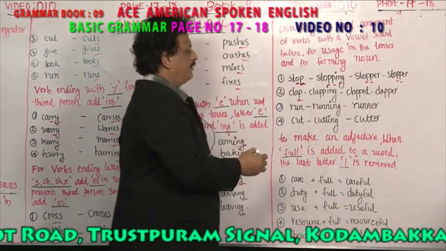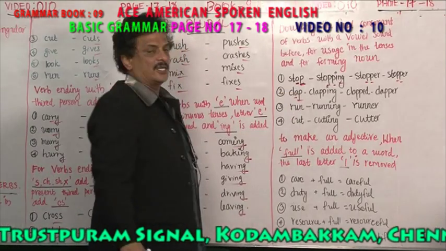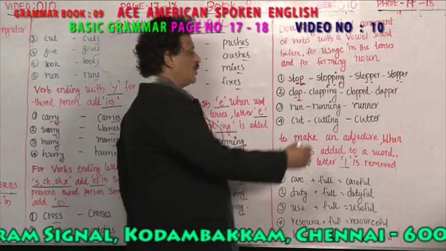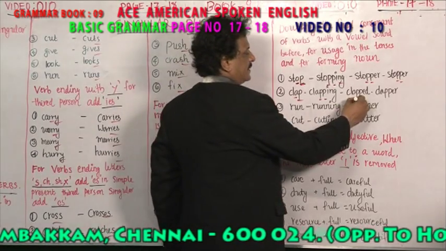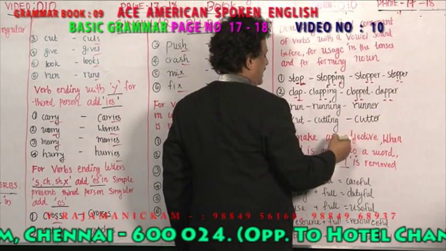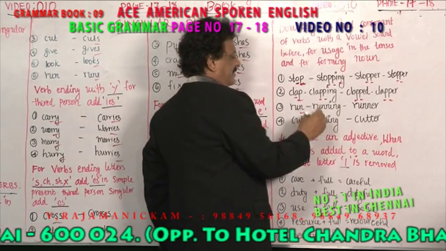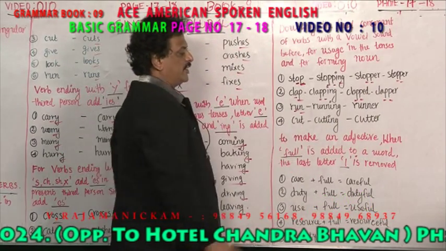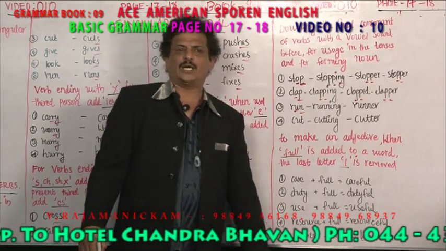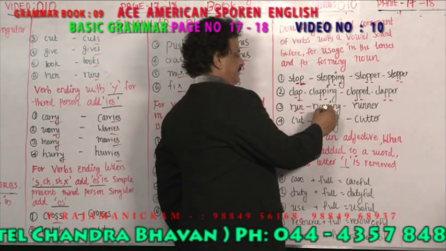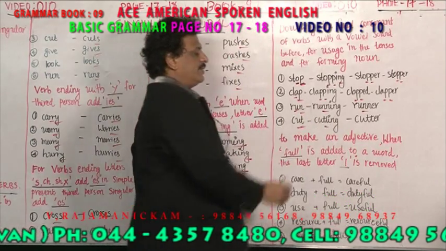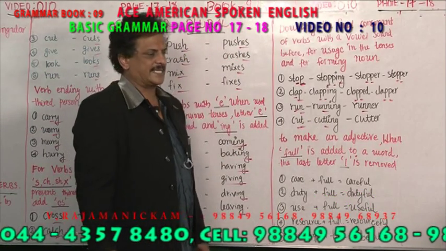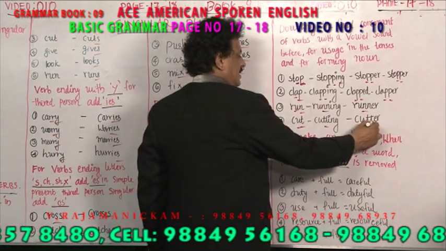Clap. Before P, what is that? A vowel is there. So, when you add ING as suffix, what happens? PP doubles: clapping, clapped, clapper. Okay, now run. Before N, what is there? Vowel U is there. So, when you add ING, what happens? Running. Runner. Cut. T. So, when you add ING, what happens? T doubles: cutting. Cutter. Double T.